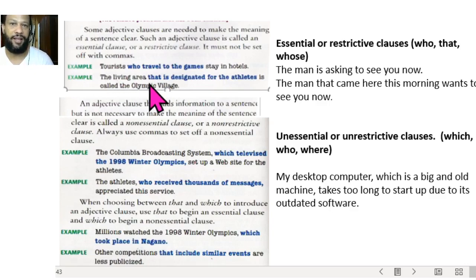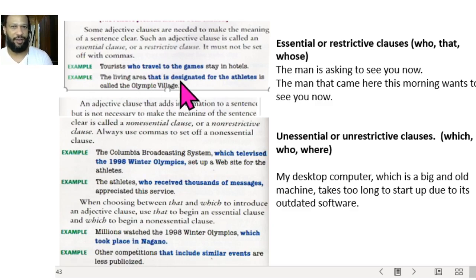The living area that is designated for the athletes is called the Olympic Village. If I say the living area is called the Olympic Village, it might not be complete. It's not a complete thought because we don't know what living area we're talking about. If I say tourists stay in hotels, that's something that might not be that general, but then when we say what tourists we're talking about, it might make more sense. Okay?